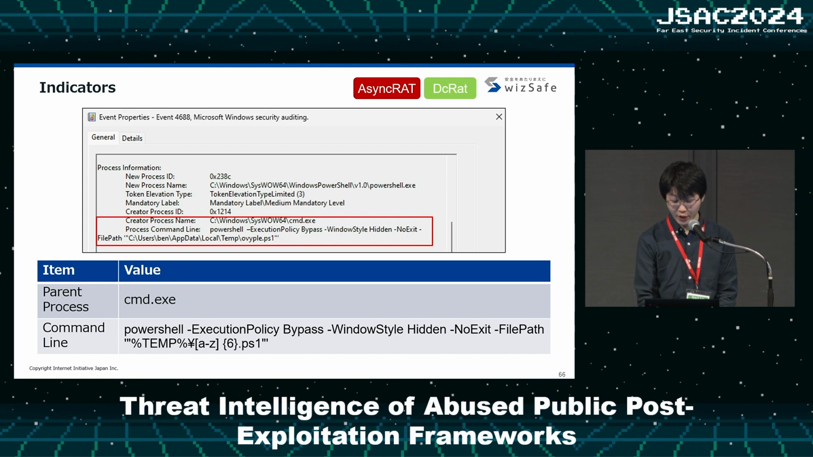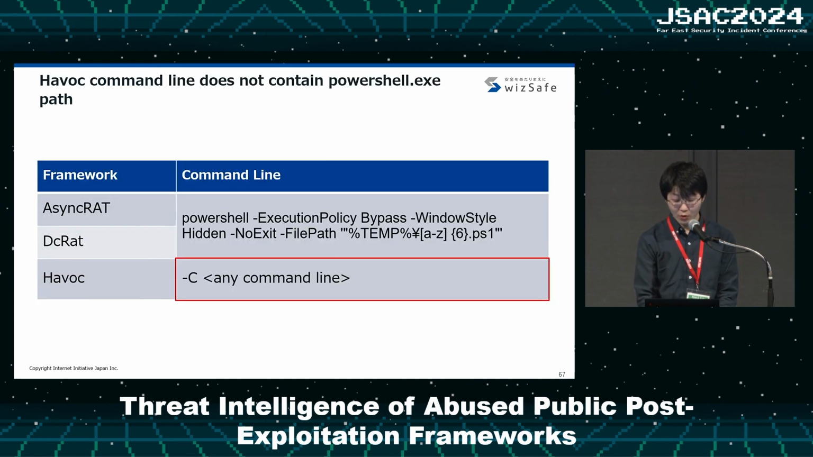So the indicators are as follows. You can see what we just checked is recorded. Here, the path to the file created under temp is recorded. That's the characteristic. Now let's look at Havoc.